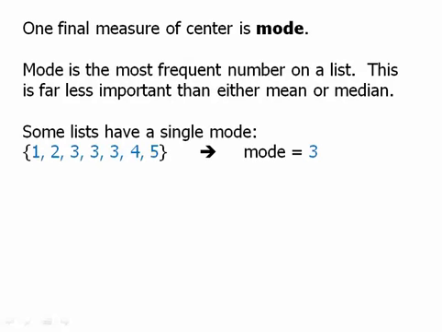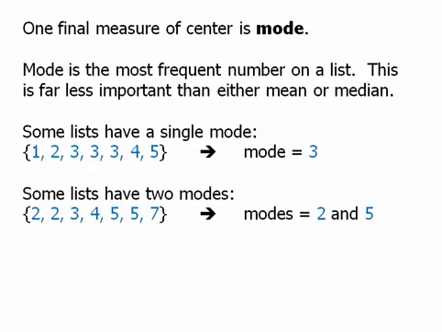Some lists have a single mode. So for example, there are a lot of 3s on this list. There are 3 3s, and every other number only appears once. So the mode is clearly 3. Some lists have 2 modes. For example, in this list, we have a pair of 2s and also a pair of 5s. So the modes are 2 and 5.